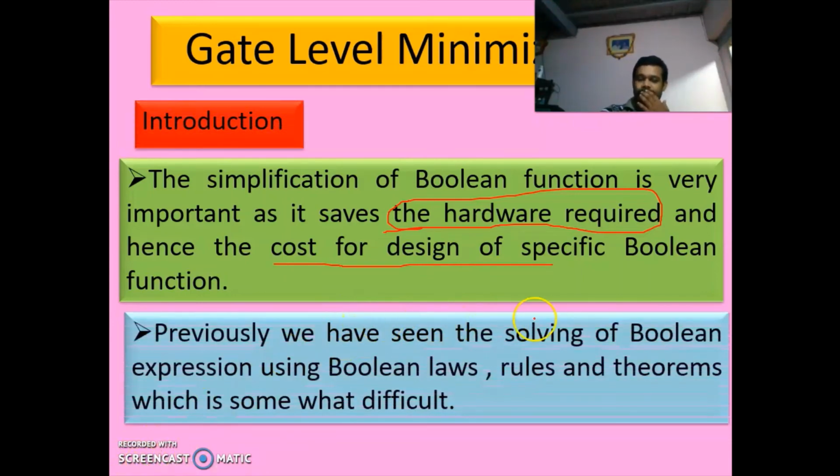So we have used Boolean laws previously to reduce the functions. We have used some theorems, that is De Morgan's theorem, then consensus theorem, then absorption theorem. Many theorems we have used to reduce that Boolean function, and we have seen some example problems.